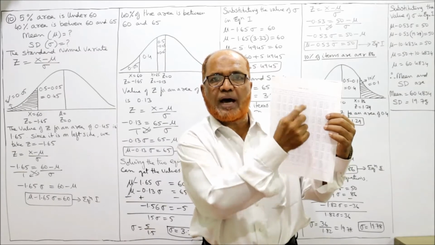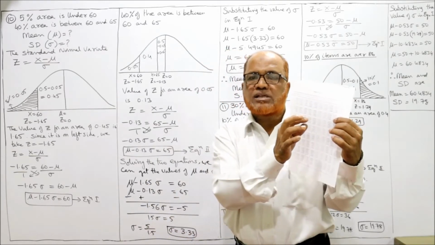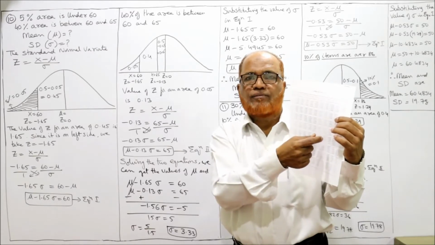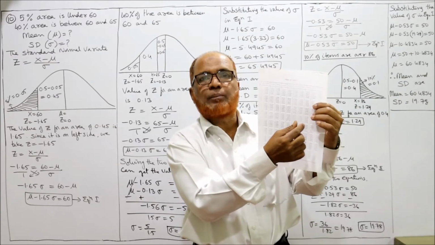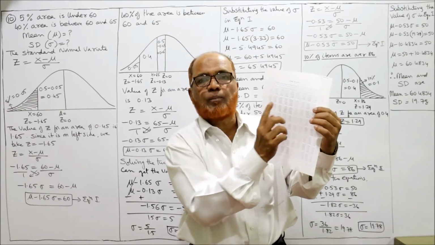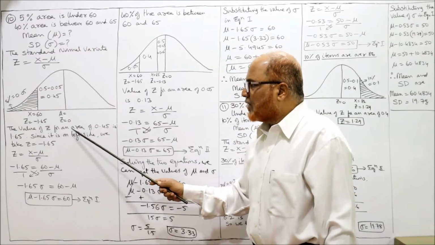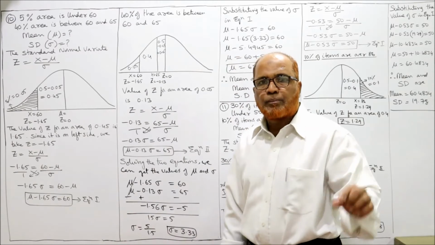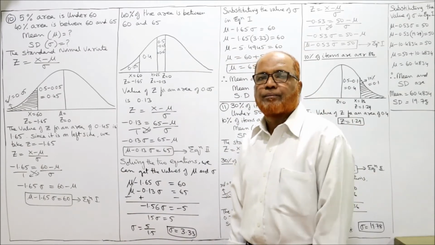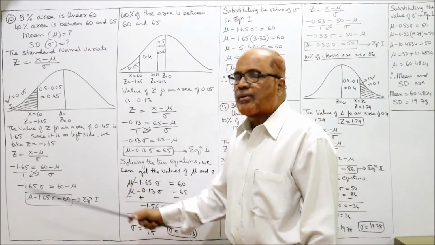In which row and in which column do you have to search? The row you will get is 1.6, and the column you will get is 5. In row 1.6 and column 5, so 1.65, you will get the value 0.4505. So the value of z for an area of 0.45 is 1.65. In the 1.6 row and 5 column you will get 0.4505, right? So we got the z value 1.65.